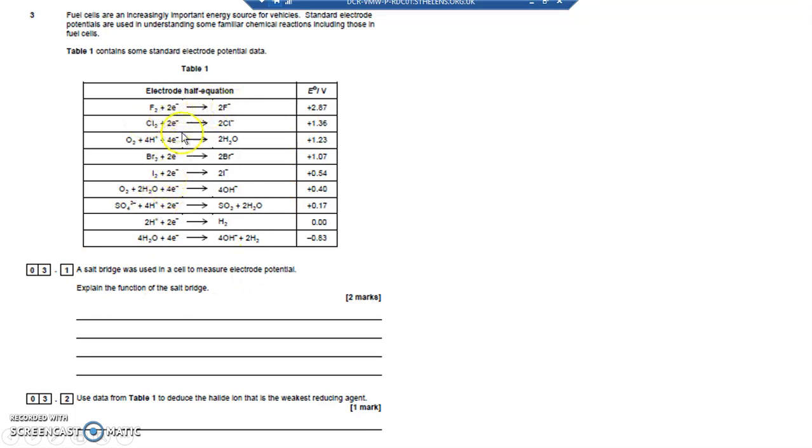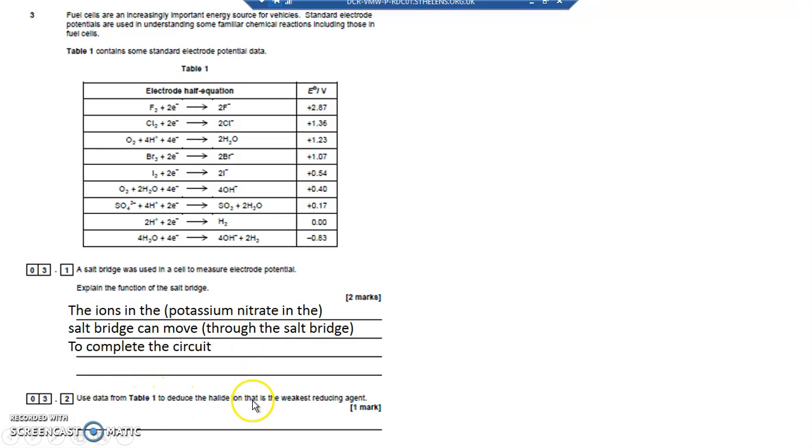We've got each of these reactions happening in two cells joined by a salt bridge. Explain the function of the salt bridge. It allows ions to move between the cells and complete the circuit. So ions in the salt bridge can move, allowing electrical charges to move, to create a circuit between the two cells.